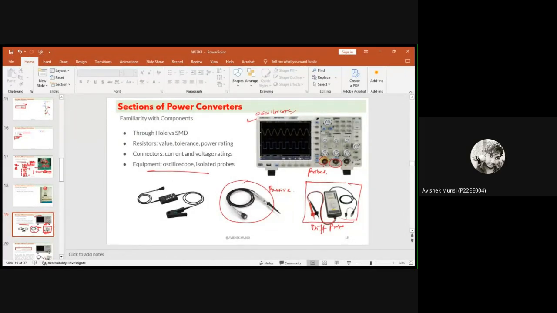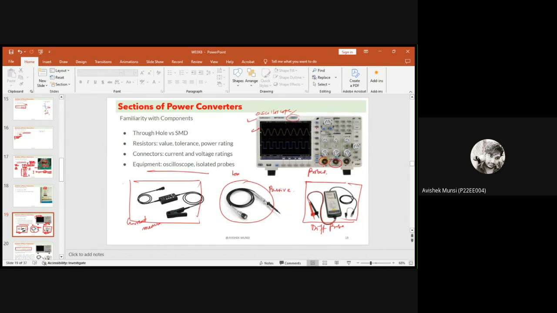So I was discussing the probes. This is a normal passive probe which you can use for low side measurement. The differential probe you use generally for high side measurement, and this is a current probe which you use for current measurement. Okay. And while selecting the probe and the scope, you can see that the probe has a dedicated frequency.